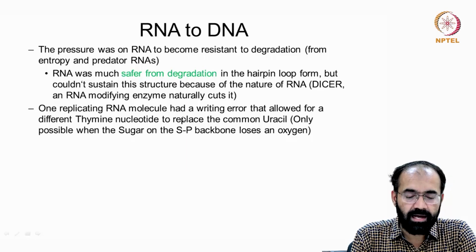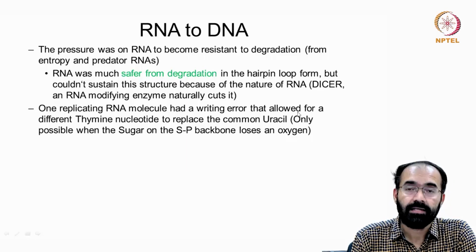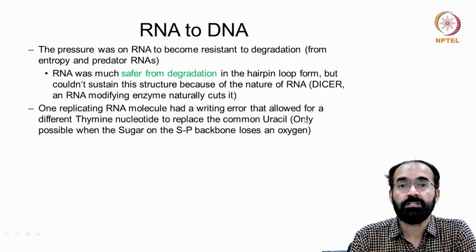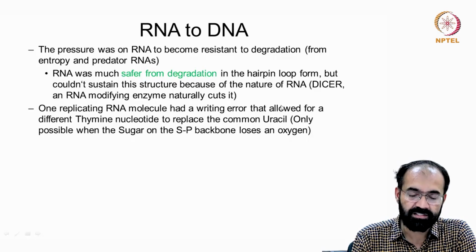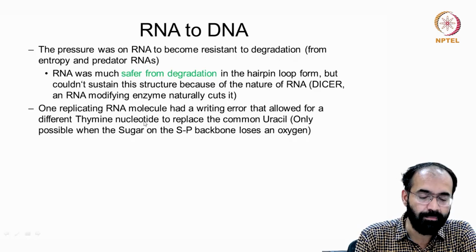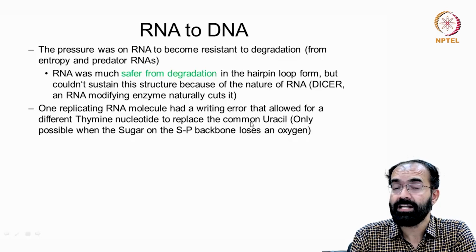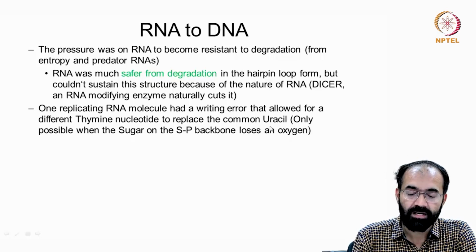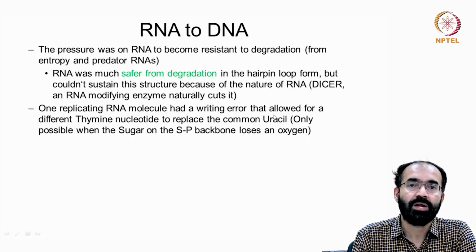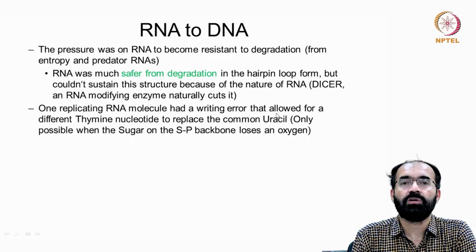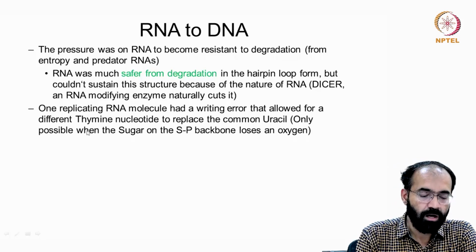So one replicating RNA molecule had a writing error. Writing error means a copying error while making a copy of itself, that is, an error in the complementary strand. It allowed a different nucleotide, thymine, to replace the common uracil. Remember, RNA always has uracil. But now all of a sudden, in the place of uracil, a mimicking molecule appeared, that is thymine.